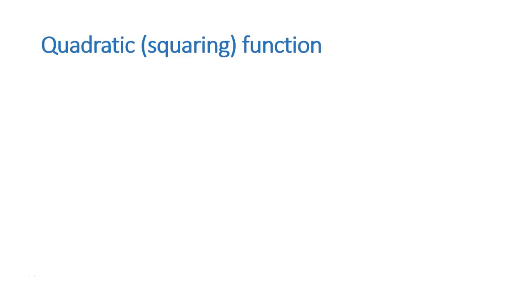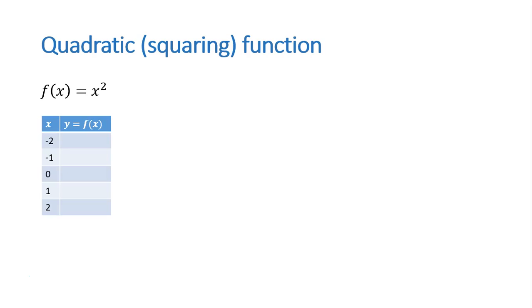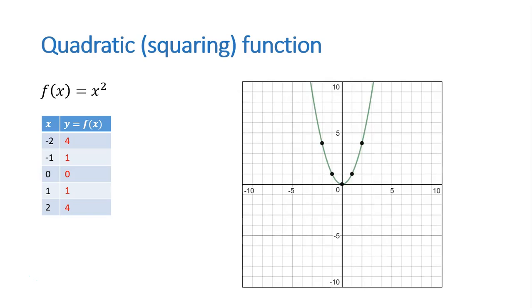The next parent function is the quadratic or the squaring function. The rule for the quadratic parent function is f of x is equal to x squared. So for any input, we square the input. One thing that's special about squaring is regardless of what we input, squaring always results in a positive output. So whether we're squaring a positive or a negative input, our output is always going to be positive. If we graph these points on a coordinate plane, we get a roughly U-shaped graph that we call a parabola. We're actually going to spend a lot of time graphing parabolas in detail in the next chapter.